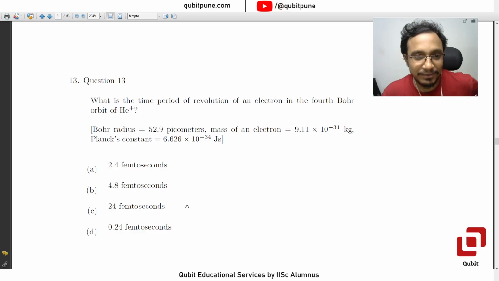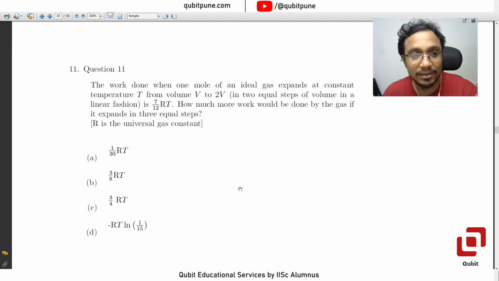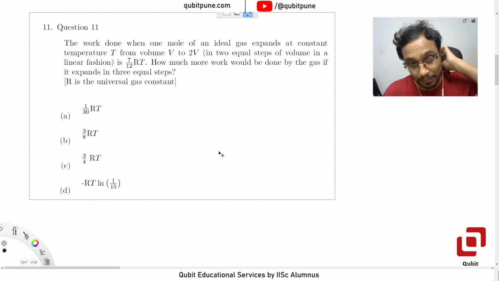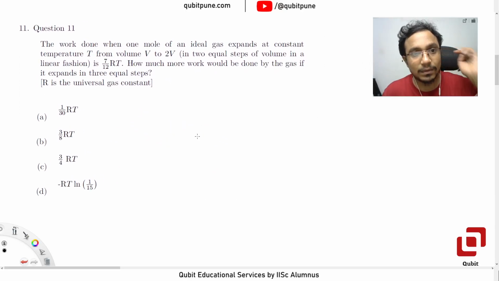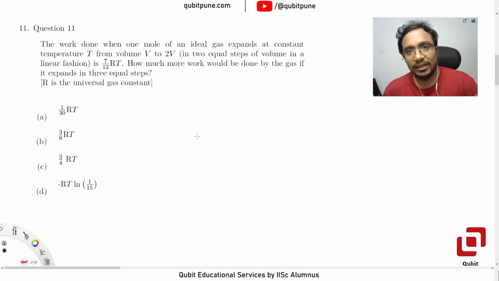13th is done. Which other question did you want? This one, right? The thermodynamics one. Yes. Okay. The work done when 1 mole of an ideal gas expands at constant temperature from volume V to 2V in 2 equal steps of volume in a linear fashion is 7 by 12 RT. How much more work would be done by the gas if it expands in 3 equal steps? R is the universal gas constant.